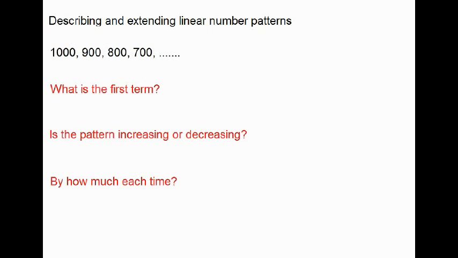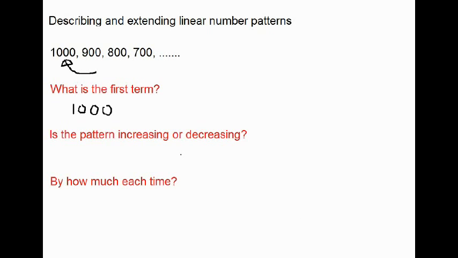So here's another example of a linear number pattern. And again, we'll answer these 3 key questions here. The first question is, what is the first term? Well, the first number that appears in our number pattern here is 1,000. So our first term is 1,000.